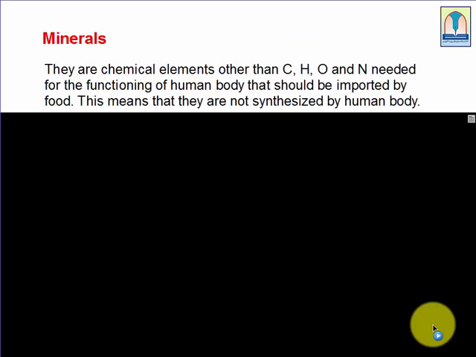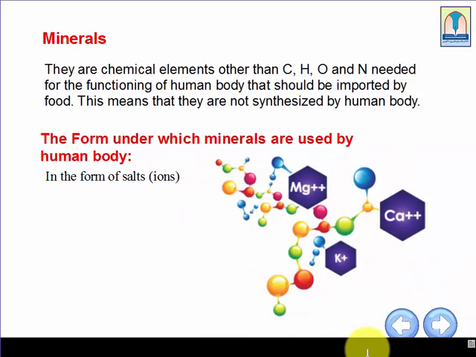Minerals contain chemical elements other than carbon, hydrogen, oxygen and nitrogen. They are needed for the function of the human body and should be imported by food. This means that they are not synthesized by the human body. Minerals are used by the human body in the form of salts or ions, such as K+, Mg2+, Ca2+, and so on.